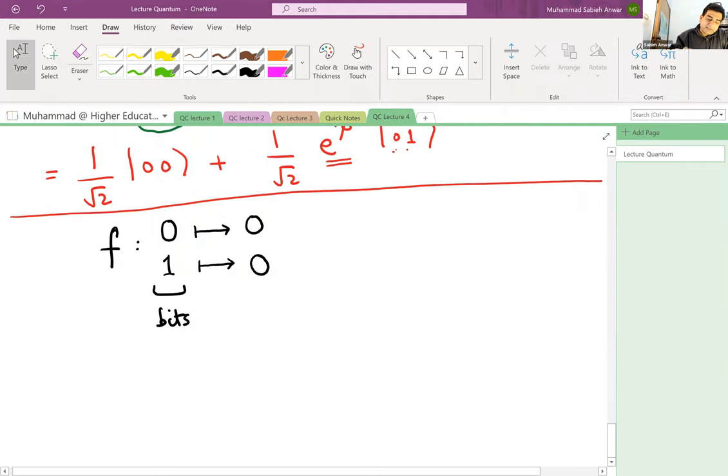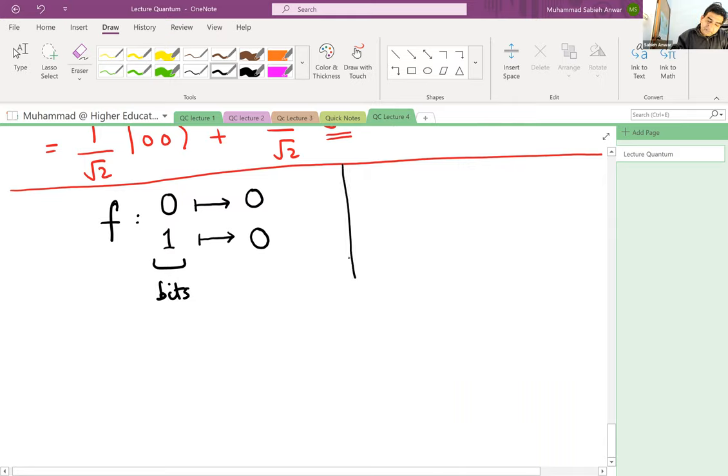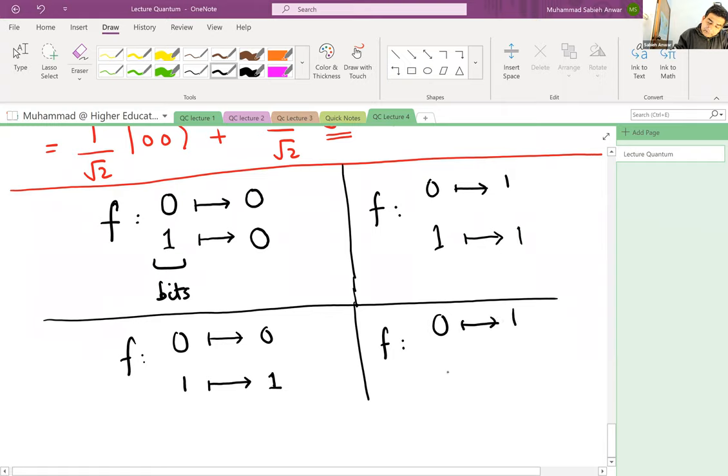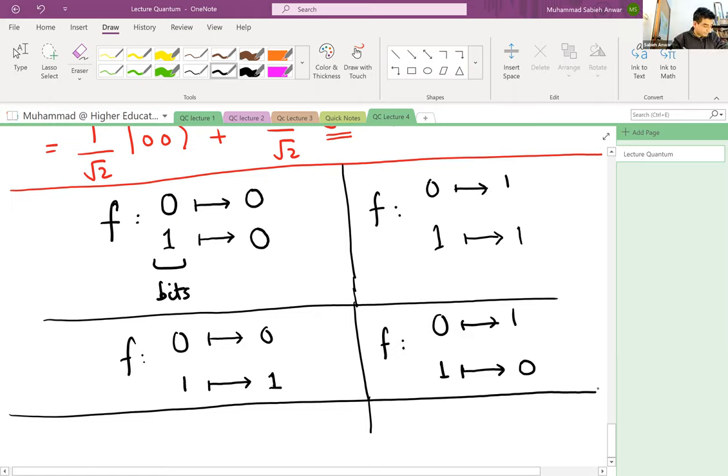How many different kinds of functions can I write? So this is one of them. I'm going to write down functions which take in a bit and give a bit as an output. Okay. So the second kind of function is the following. Two input states, zero can go into one, one can go into one. Then I can have the following, zero goes to zero, and one goes to one. Then I can have zero goes to one and one goes to zero. All right. So there are four different kinds of functions.